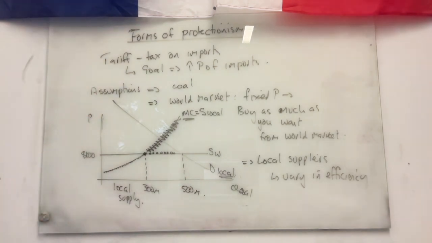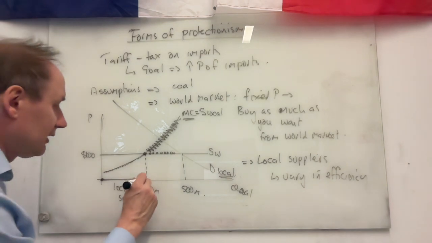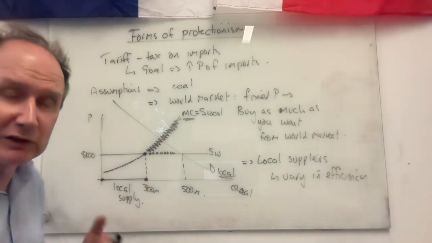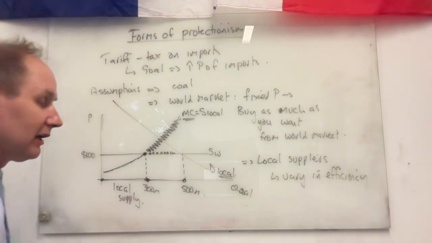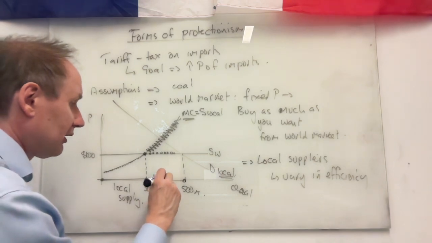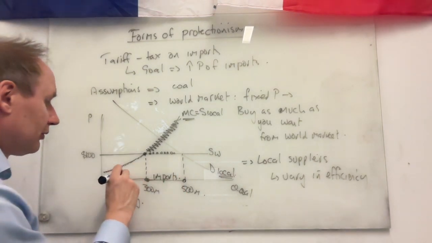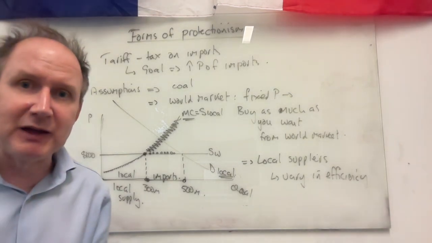So the base diagram then, we're saying that 300 million tons of coal is bought from local suppliers. 200 million is brought from abroad. There's a total demand of 500. Imports are 200 million, local production is 300 million. Fine. So that's your base diagram.